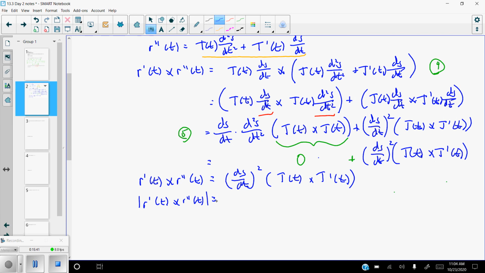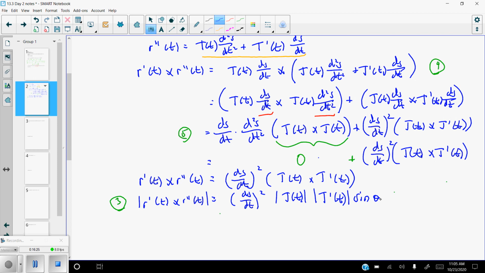So the magnitude of ds over dt squared, remember that's a scalar, so the magnitude of a scalar is itself. I don't really have to worry about anything with that. It's just going to be ds over dt squared. But the magnitude of a cross, according to number 3, which I'll put over here in green, is defined to be the magnitude of the first one times the magnitude of the second one times the sine of the angle in between. So we're going to have the magnitude of T times the magnitude of T prime of t times the sine of the angle in between.